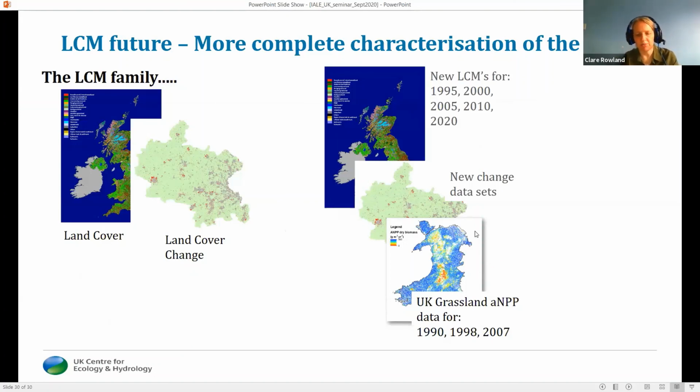But we're also going to be starting to produce some continuous products as well. The first of which is going to be a grassland net primary productivity data set, which should have data for 1990, 1998 and 2007, which we should be releasing sometime in the autumn. So the intention basically is to build up the range of spatial data sets that characterise land cover and land cover change for the UK.